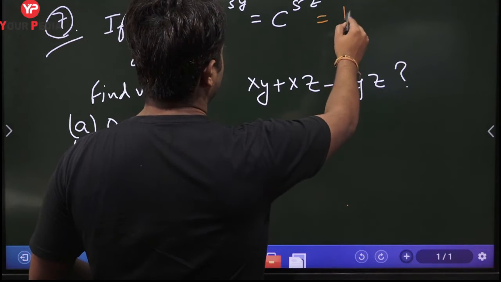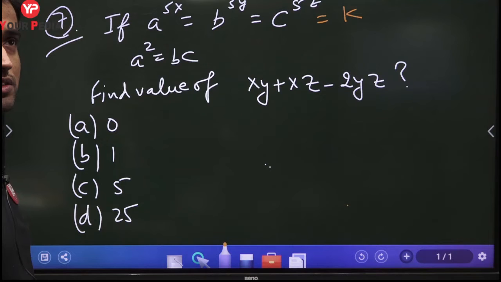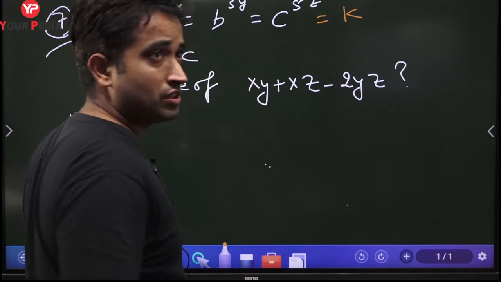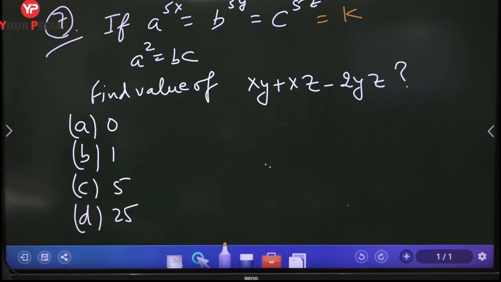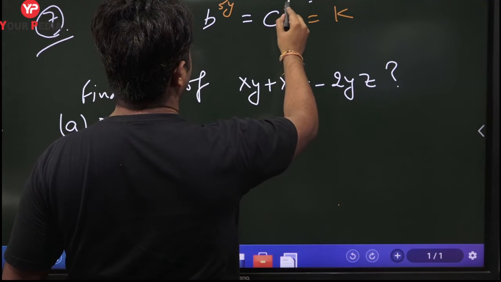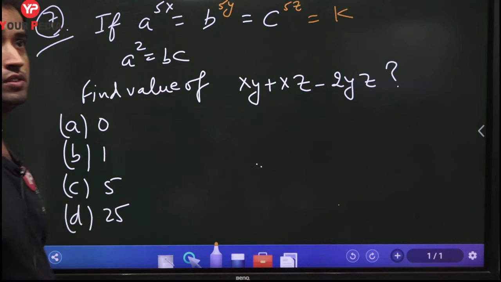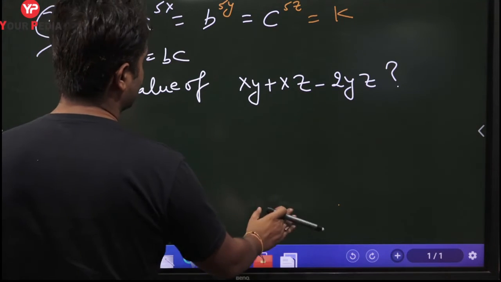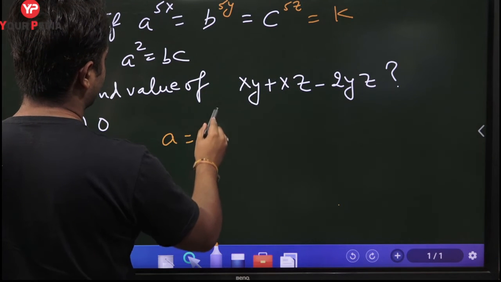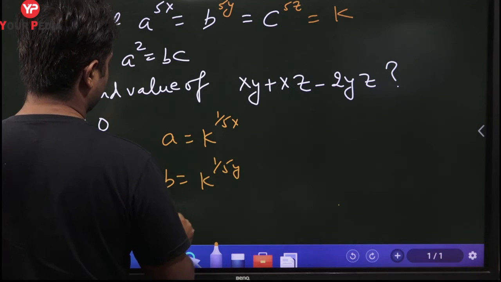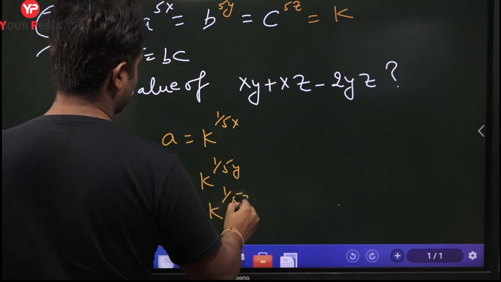So here as a question, let us say this value is equal, so let us say we are having a constant k, a power 5x is equal to b power 5y is equal to c power 5z is equal to k, okay, and you can see here now. In these types of questions, you will say a is equal to k raised to power 1 by 5x, b is k raised to power 1 by 5y and c is k raised to power 1 by 5z.